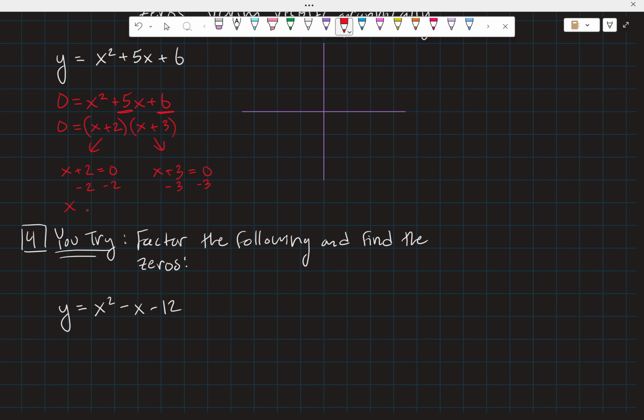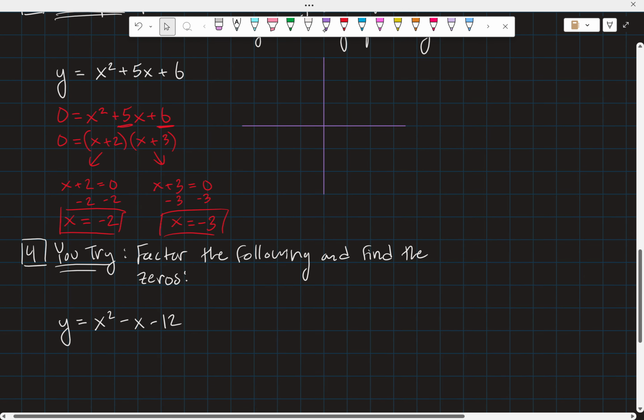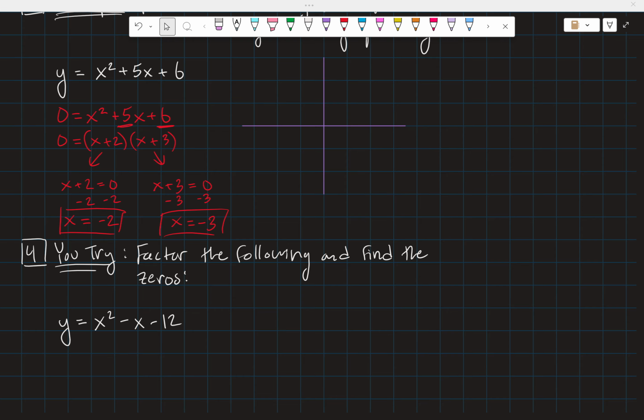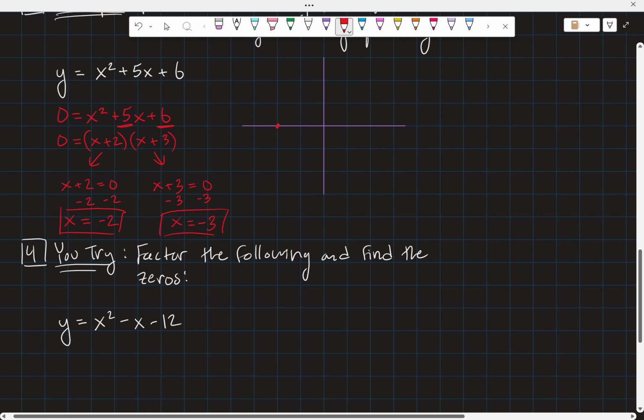Then our zeros are going to be x is equal to -2 and -3. And there are our zeros just like that. So if our zeros are at -2 and -3, we're going to have to verify that graphically.